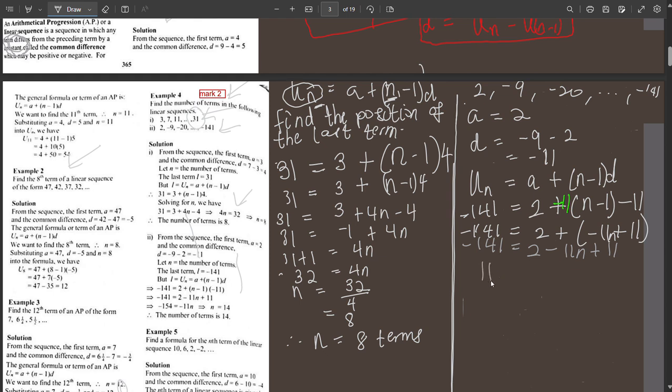Let's take 11 to this side so that becomes positive. Then bring this one to this side so that becomes positive. So we have 2 plus 141 plus 11, that's 141 plus 13. That's 154. Right. So 14 times.